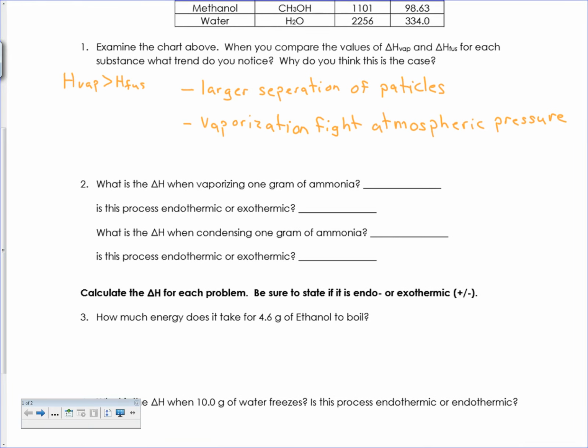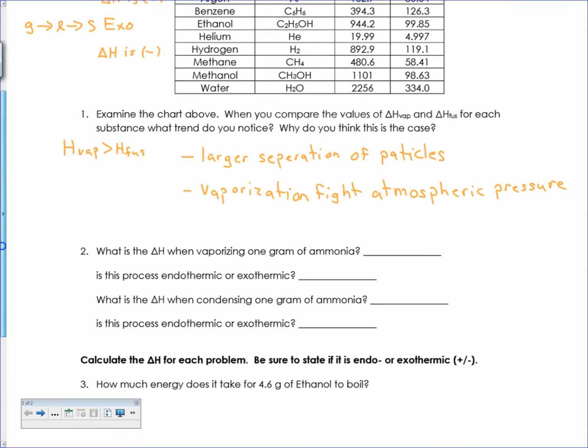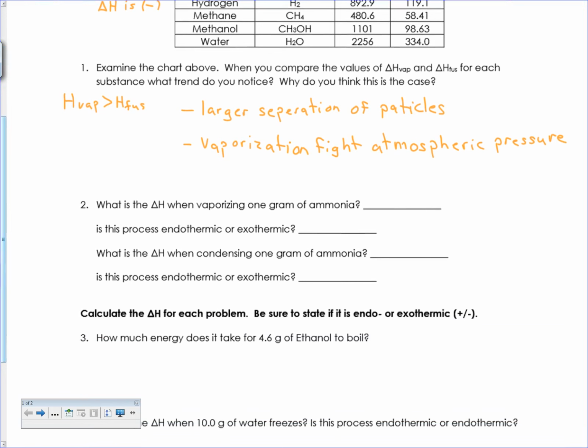Looking here, it says, what's the delta H when vaporizing 1 gram of ammonia? So we look back up here at NH3 at the top. We see that ammonia's heat of vaporization is 1,372 joules per gram. So that means for 1 gram, we've got 1,372 joules. It says, is this process endothermic or exothermic? If we're talking about vaporizing, we're going from a liquid to a gas, and that process is endothermic.